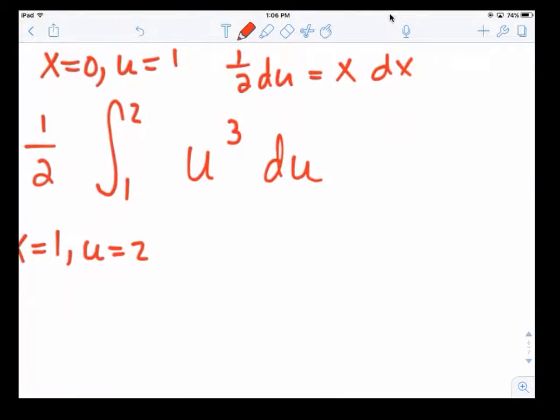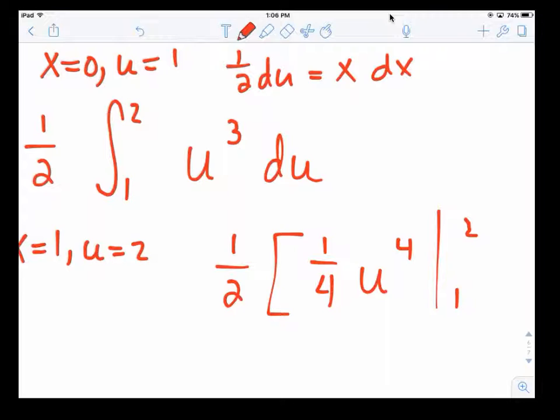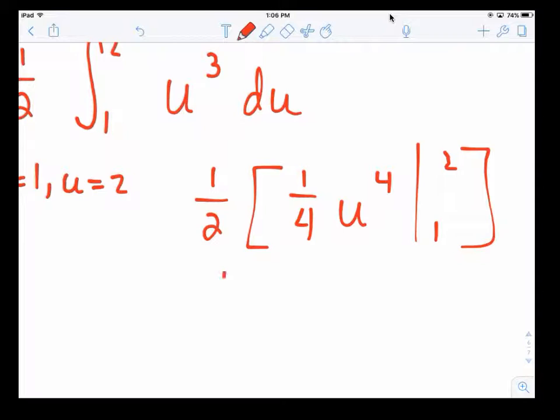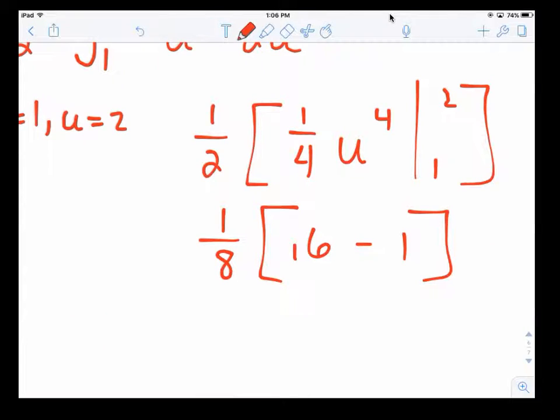So I get 1/2 times 1/4 u to the 4th from 1 to 2. You do not have to plug u back in because you've changed everything to be in terms of u. So that gives me 1/8 times 2 to the 4th, which is 16, minus 1 to the 4th. And you get 15 over 8, which is what we got before.